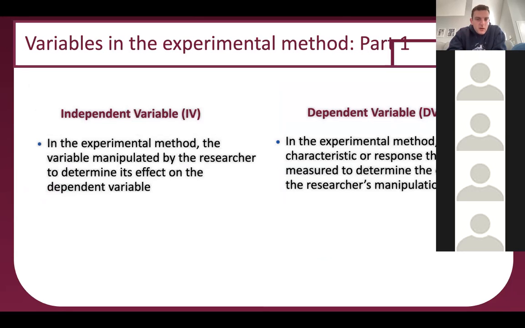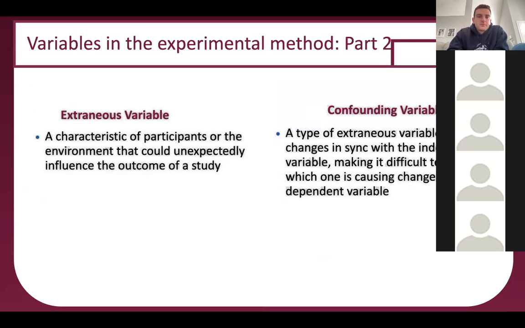So independent variable, IV: the variable manipulated by the researcher to determine its effect on the dependent variable, which is the characteristic or response that is measured. So the result, basically. There are other variables in experiments, extraneous variables.